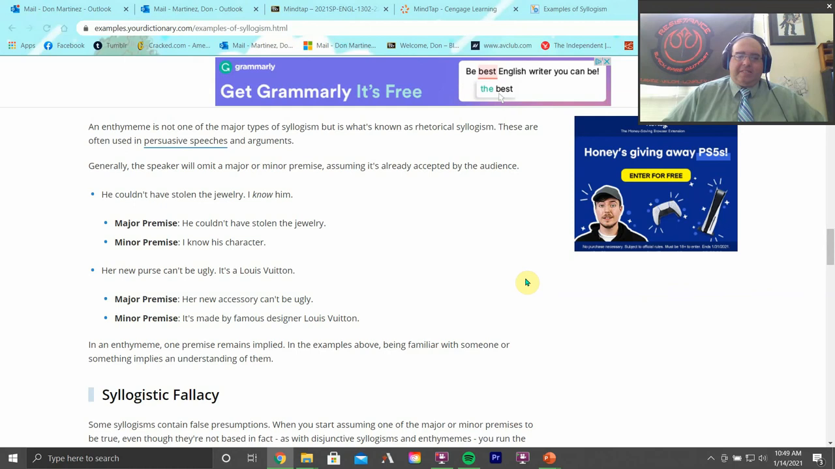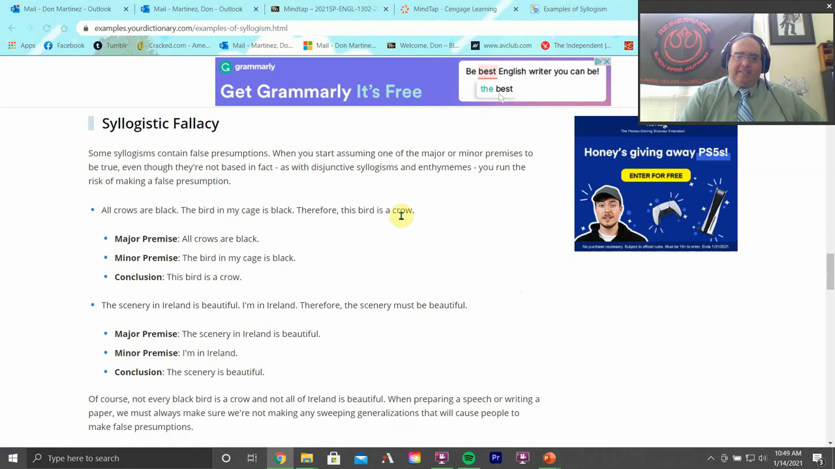Okay? Then we have the syllogistic fallacy, which is basically a flawed argument. Okay, one that uses a syllogism to oversimplify things. Okay, and includes a false presumption. For instance, all crows are black. The bird in my cage is black. Therefore, the bird is a crow. Do you know how many black birds there are out there? Okay, it's not necessarily a crow.